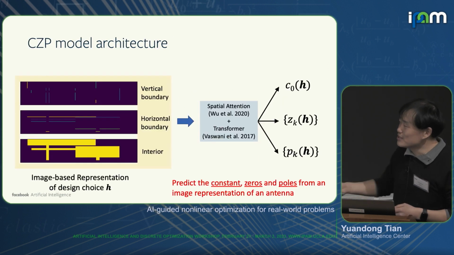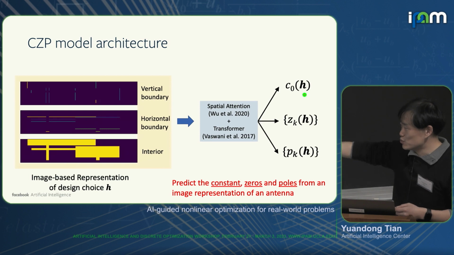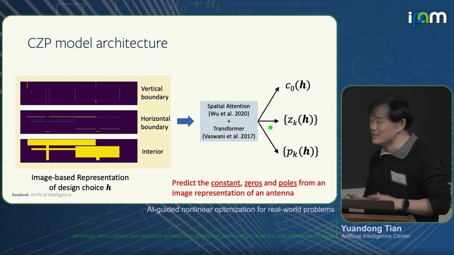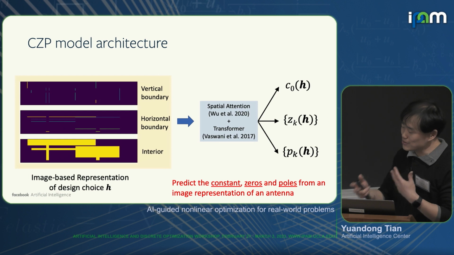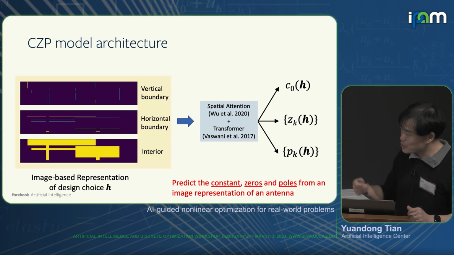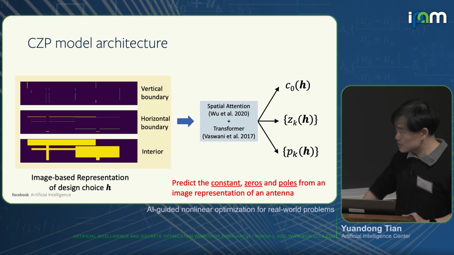Okay, maybe we should directly predict these three numbers, these three families of coefficients that will be useful for determining the final parametric form of the frequency response, right?